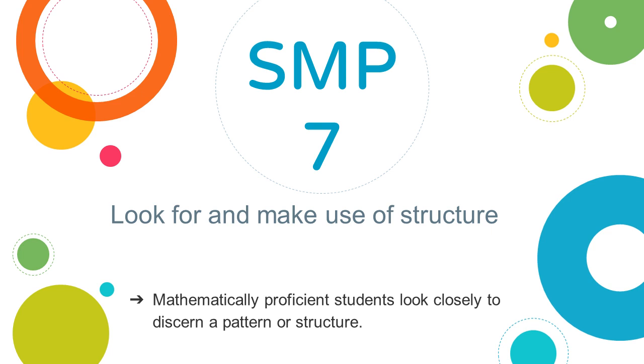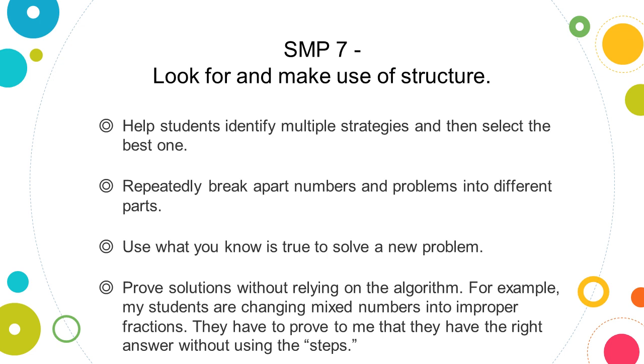For example, 2 times 7 times 5 has the same value as 2 times 5 times 7, so instead of multiplying 2 times 7, 14, times 5, then they could mentally do 2 times 5, 10, times 7. In order for our students to look for and make use of structure, we want to help our students identify multiple strategies and then select the best strategy.